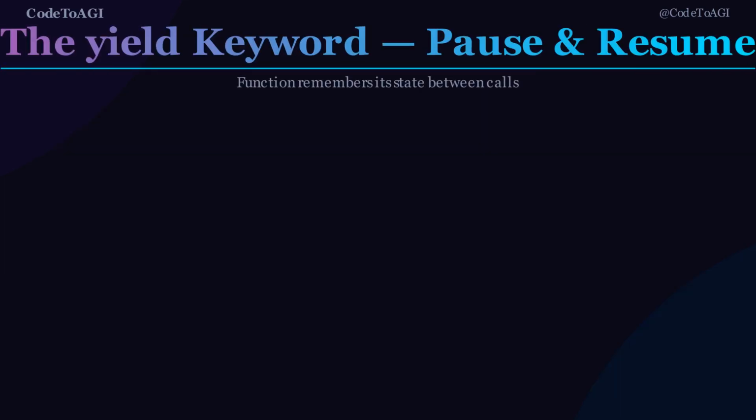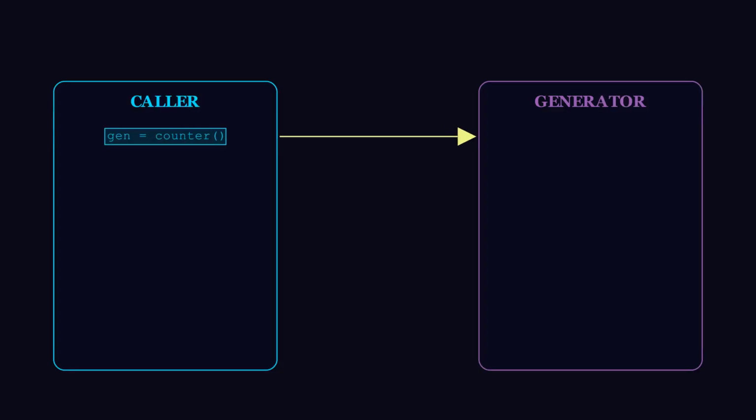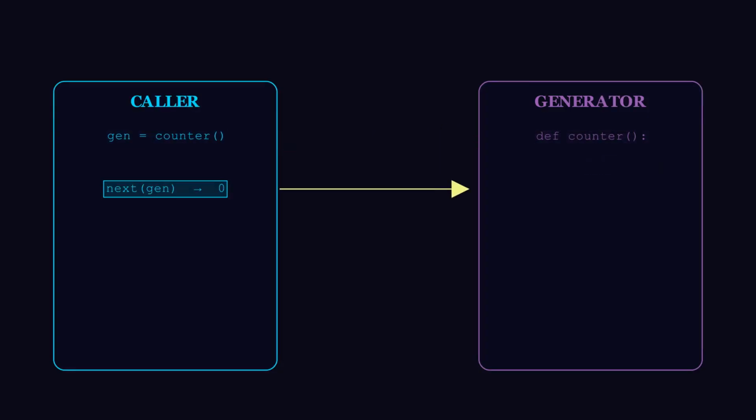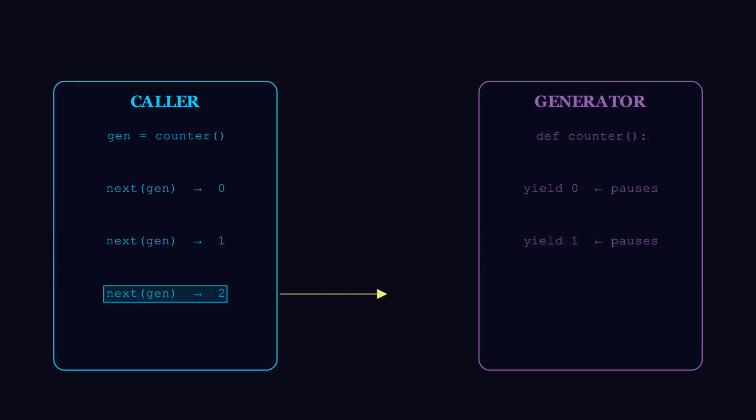The yield keyword is what makes a generator. A regular function runs completely and returns one value. A generator function runs, hits yield, pauses, hands back a value, and waits. When you call next again, it resumes from exactly where it paused. Watch the execution flow diagram. Function starts, runs to yield, value comes out. Execution is frozen. When next is called, execution resumes, runs to the next yield.